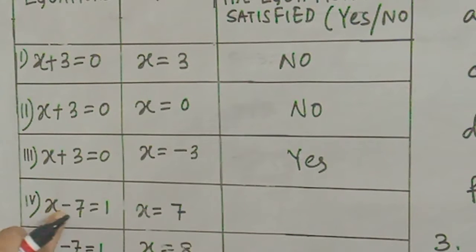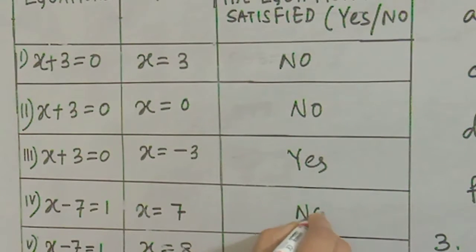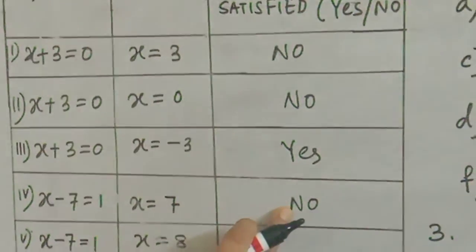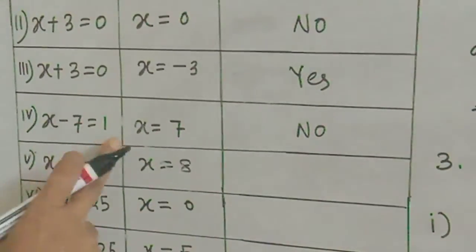Same, x minus 7 is equal to 1. If I put the value of x here as 7, as it is given here, 7 minus 7 is not equal to 1. So this is also not satisfying the equation. This value is not the correct value. Now come to the next one.